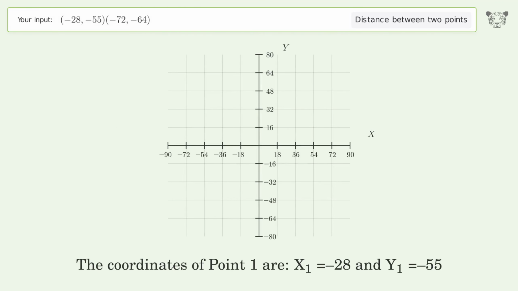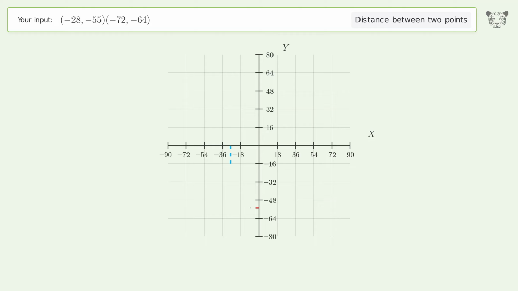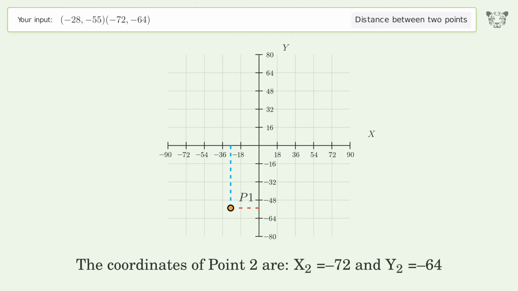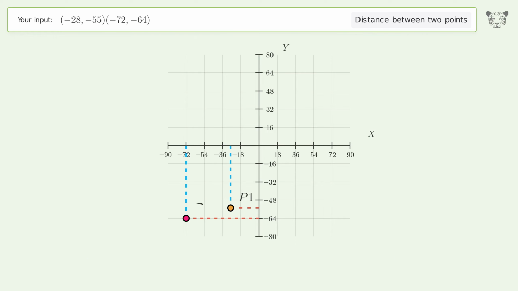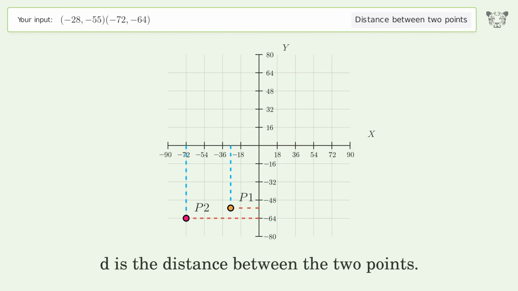The coordinates of point 1 are x1 equals -28 and y1 equals -55. The coordinates of point 2 are x2 equals -72 and y2 equals -64. D is the distance between the 2 points.